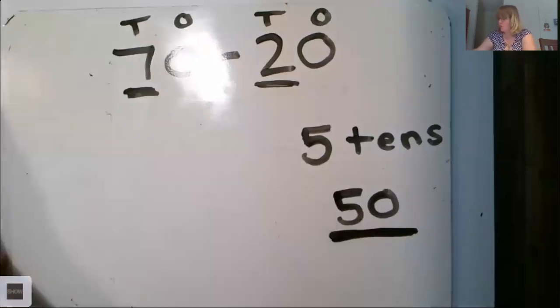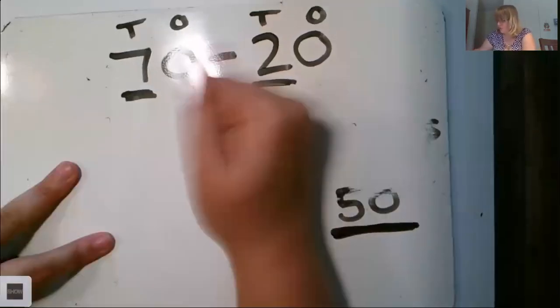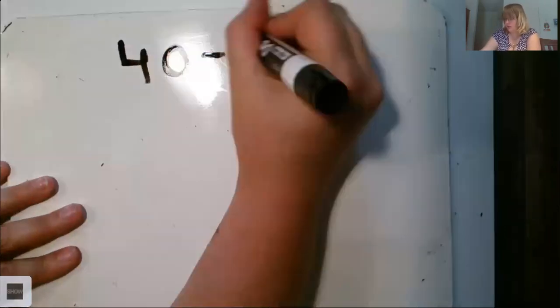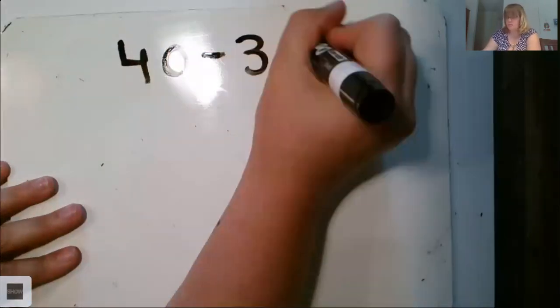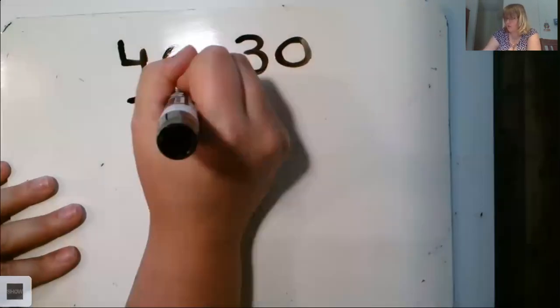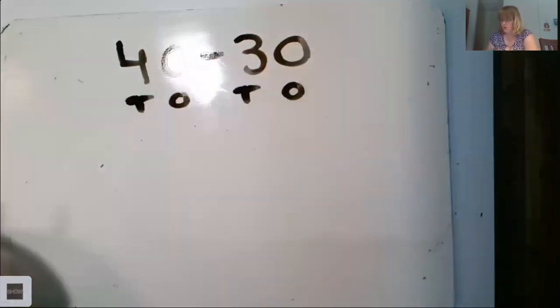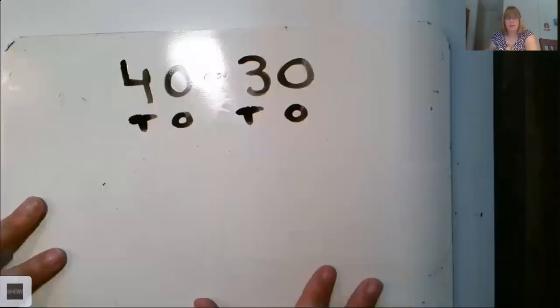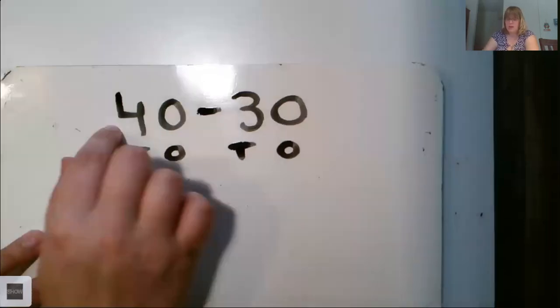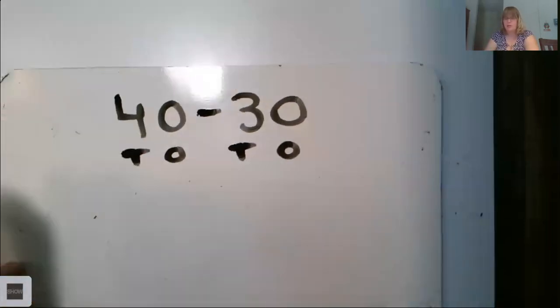I'm going to do one more example for this strategy. So let's say we had the problem 40 minus 30. Again, we have our 10s and our 1s. I'm going to start with my bigger number, 40, and I'm going to model it using my 10 blocks.